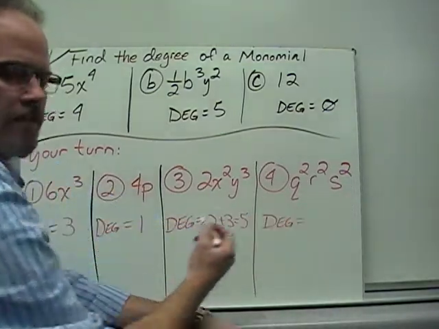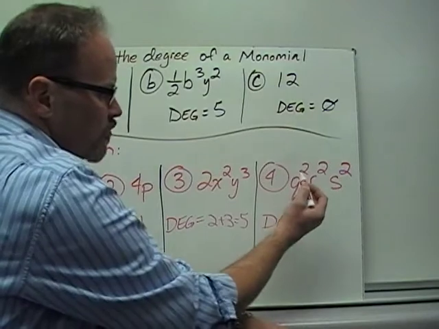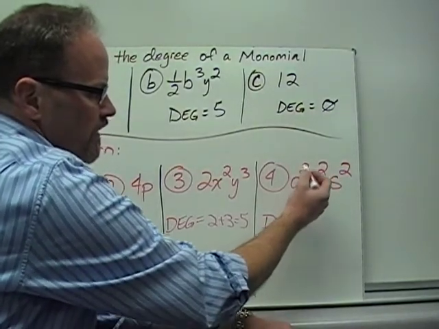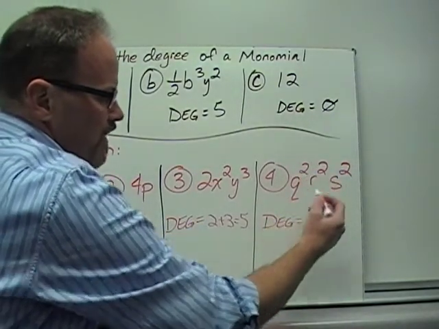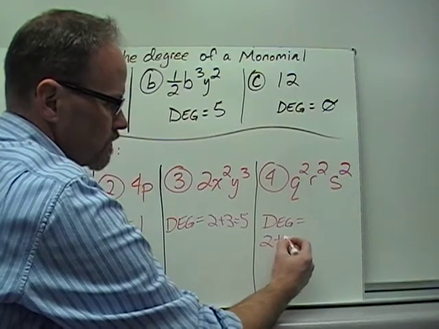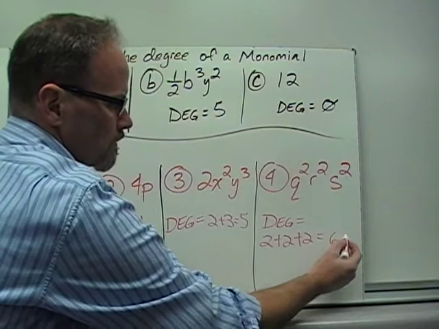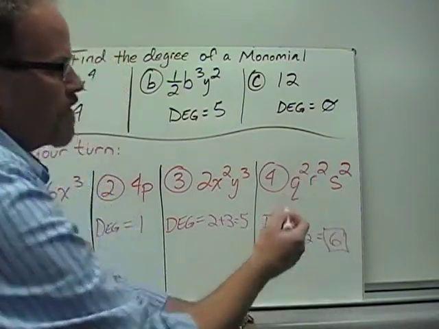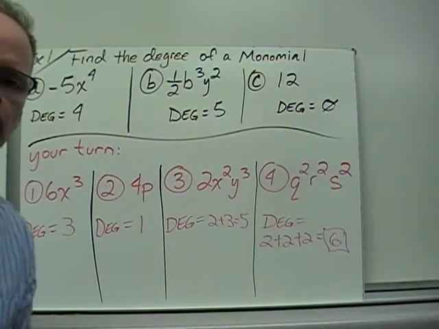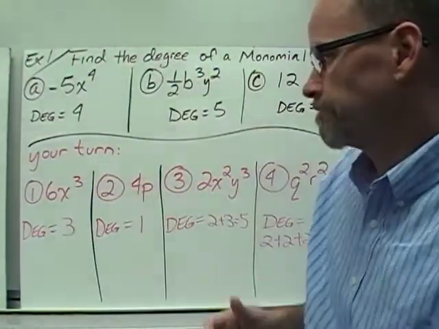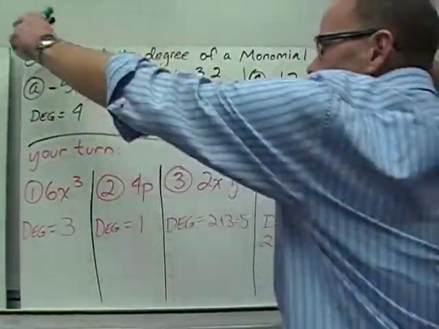And here I have a lot of variables, 3 of them. But I just look for the variable and I look to see what the exponent is. I'm going to add them all up. So 2 plus 2 plus 2, 6. That monomial is to the 6th degree. Easy peasy.